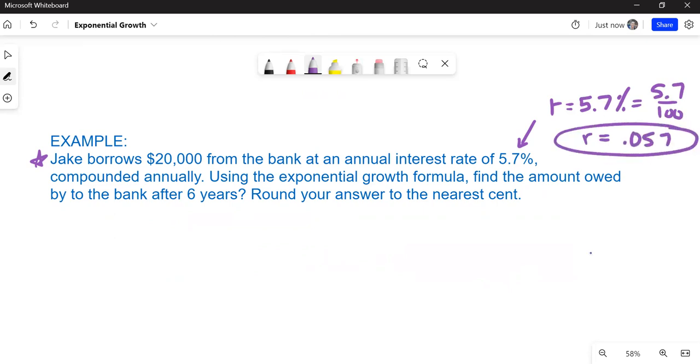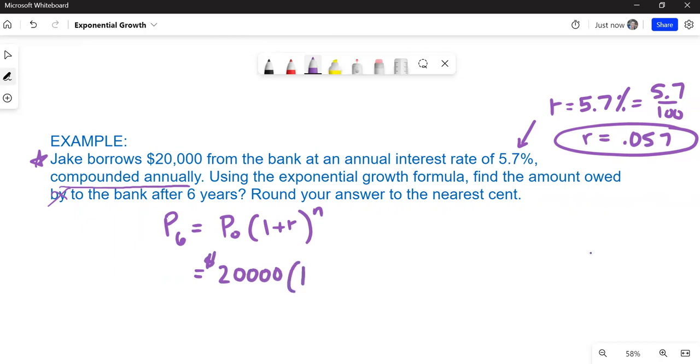That'll be key. Okay, that's going to be compounded annually. That just means we're going to apply a growth of 5.7% each year. Using the exponential growth formula, find the amount owed to the bank after 6 years. Okay, so looking at the formula, P sub 6 would be equal to P naught times 1 plus r to the n power. In this case, our original population, although it's money, our money is populated as 20,000. Our growth rate is 0.057, so 1 plus 0.057 is 1.057, and it says in the problem 6 years. So let's see what happens to the money. In this case, the debt.